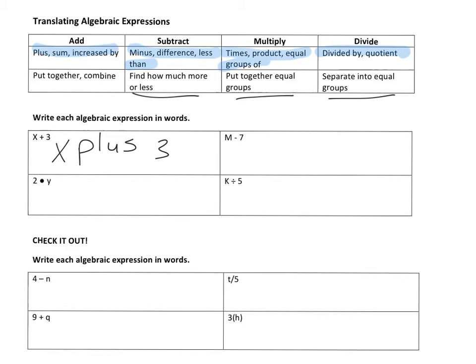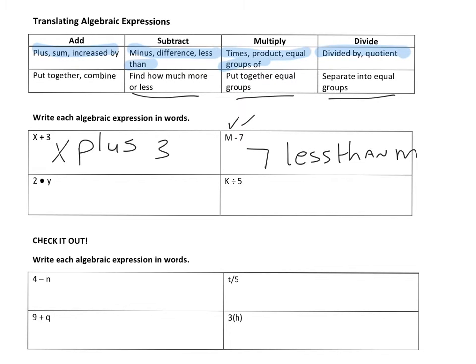On the right hand side, m minus 7, since we're subtracting, we could say 7 less than m. That's one way of putting it. Another way, we would say m minus 7, or the difference of m and 7. Remember, you always state this one first when you're doing it that way. 7 less than m.